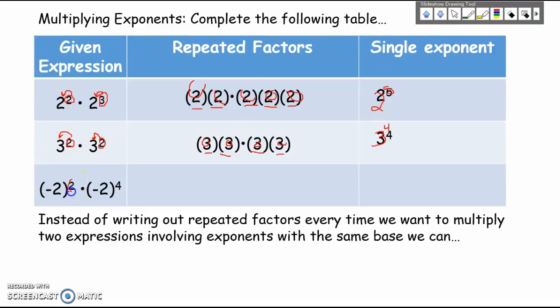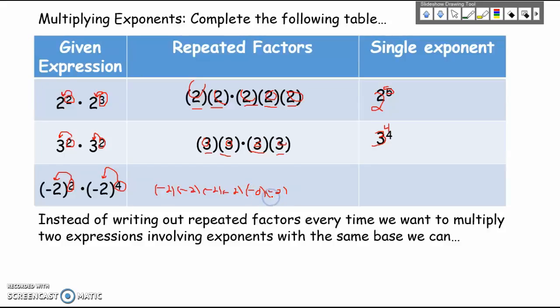Let's look at this last one. Remember, the 2 tells us to write out the negative 2 as my base 2 times itself. So we have negative 2. And remember, if it starts with parentheses, it has to continue with parentheses because that keeps the negative and the 2 together. And then this 4 here tells us to write out negative 2 times itself 4 times. So 1, 2, 3, and 4.